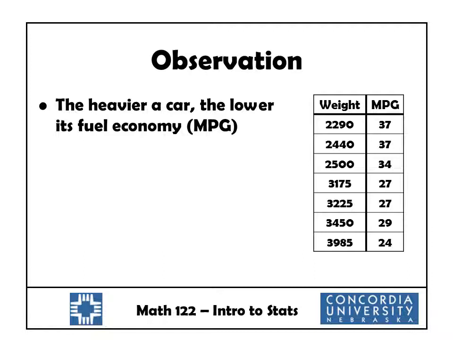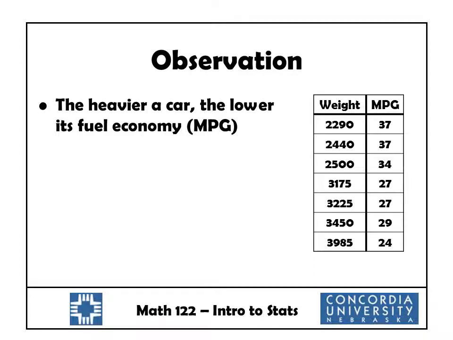If we just take a quick look at the data, we see that as we go down the table, the weight increases from about 2,200 pounds up to nearly 4,000 pounds. At the same time, the miles per gallon typically decreases from 37 down to 24. So it seems like the data does support our observation. As the weight increases, the miles per gallon tends to decrease.